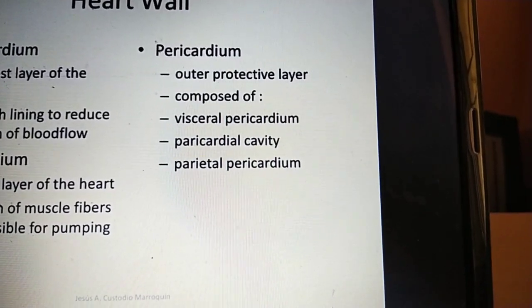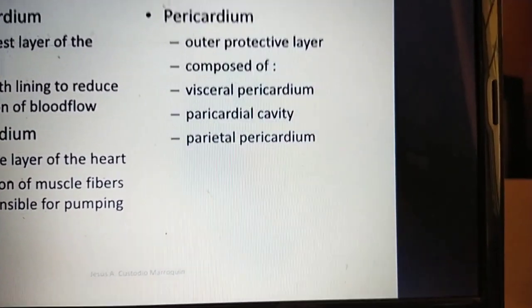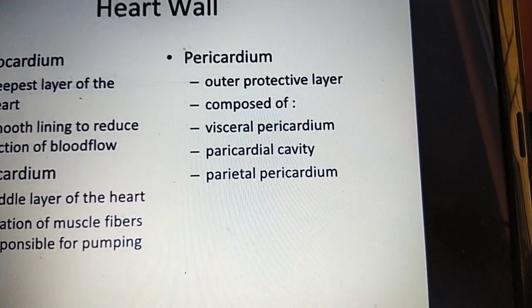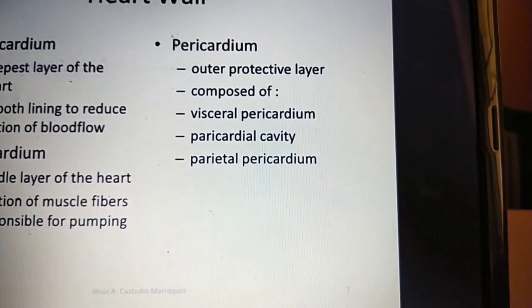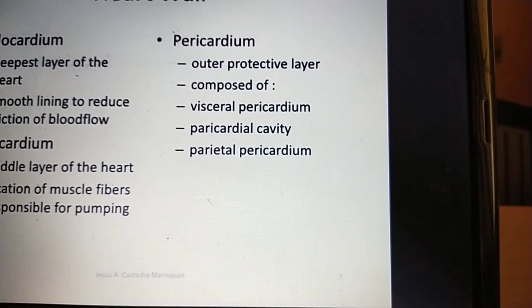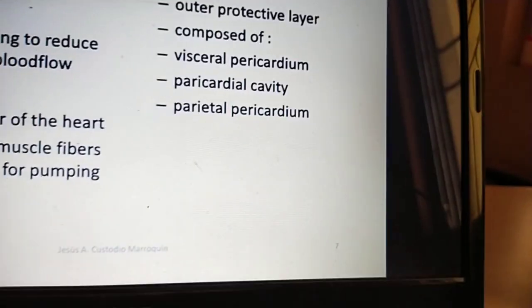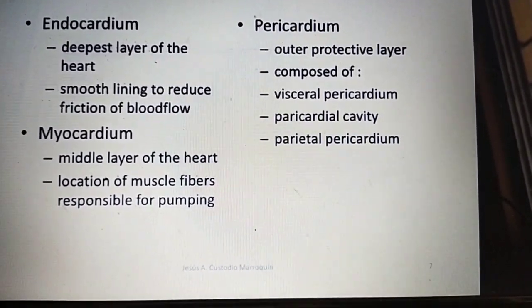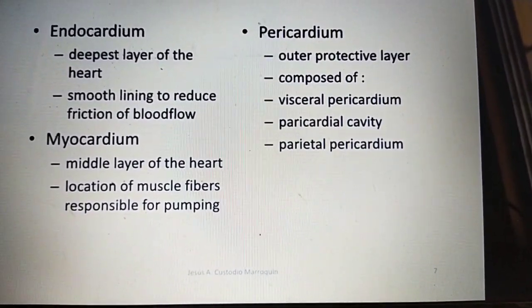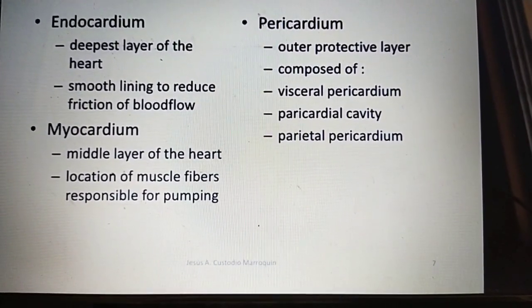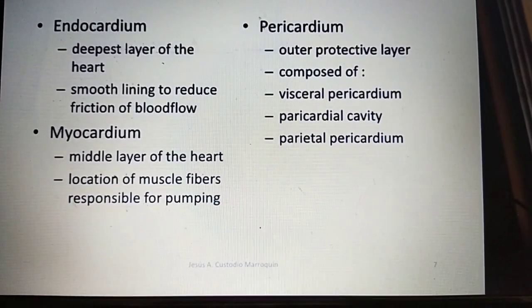In between the visceral pericardium and the parietal pericardium, there is a space. That space is called the pericardial cavity, and it is filled with a little bit of fluid. Not completely, just a little, because this fluid prevents friction between the epicardium and the parietal pericardium, and this space allows the heart to contract and dilate within the pericardium.